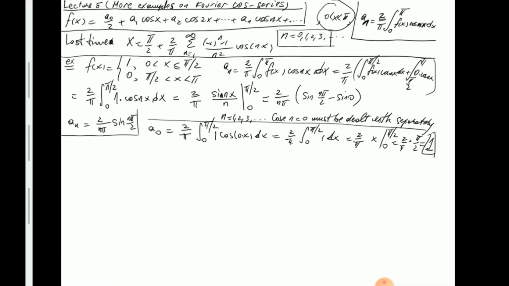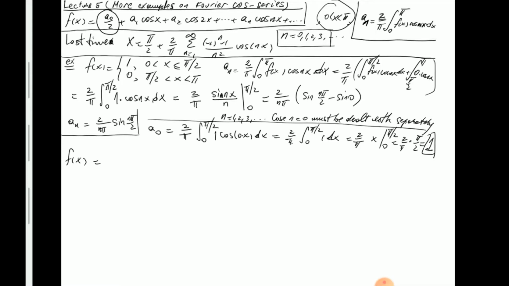Okay, so let's write down the full answer. My function, as a Fourier cosine series, is equal to 1 over 2. Pay close attention here. Remember, the formula is written in such a way that the first term in the cosine series is a naught over 2. If you forgot why, go back to the previous video where I explain this little gimmick, so that we have a simple single formula for the coefficients. So don't forget that extra over 2 once you compute a naught. That is only the case for the cosine series.